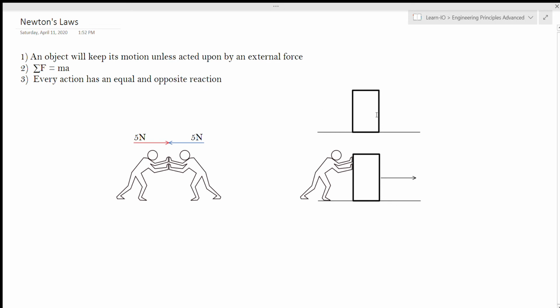Take a box, for example, that's laying on the floor. If you leave the box there, nothing's going to happen. It won't magically start moving because it can't. But if you give it a push, for example, to the right, the box will start moving to the right. But this also has a slightly more interesting application.